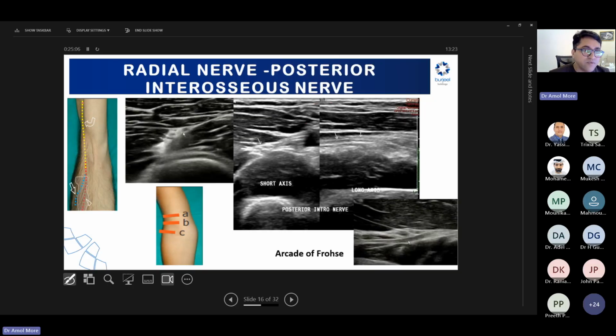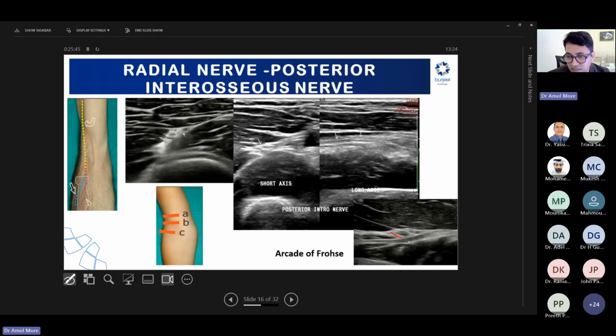So we all know the radial nerve comes at the level of the elbow and divides into two parts. The posterior interosseous nerve will be the deeper part, and the superficial nerve will be the other part. In short axis we will be seeing the posterior interosseous nerve with a nice honeycomb-like pattern. And once we turn our probe to the longitudinal plane, it will be seen like this. So I will just show you here.